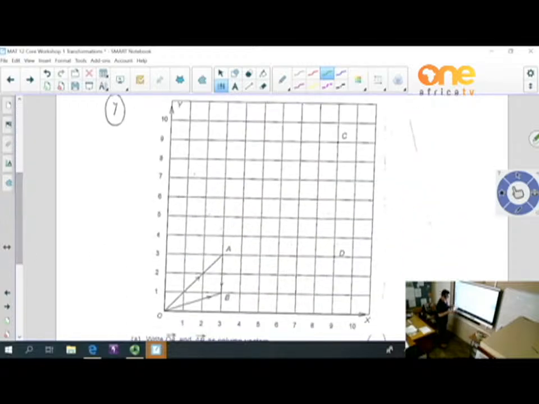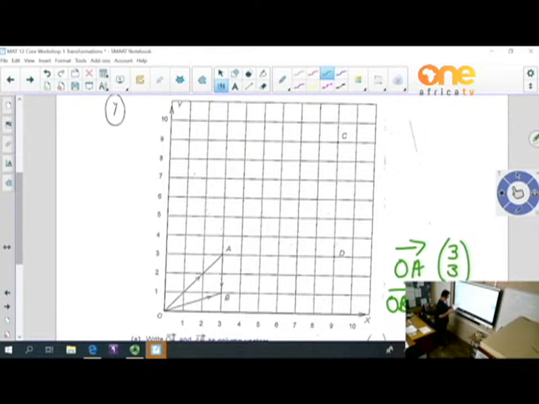Question 7. Write OA and OB as column vectors. Now OA is from O to A. So from O to A, I went 3 to the right and 3 up. So OA is then (3, 3). OB, 3 to the right, 1 up. So OB is then (3, 1). And that's why they're positive.